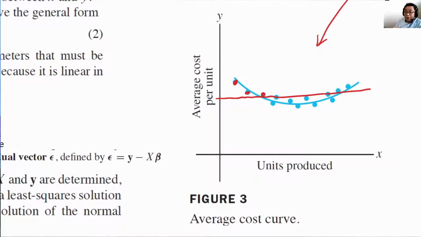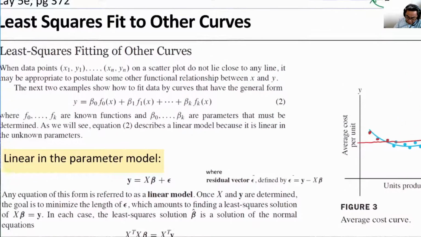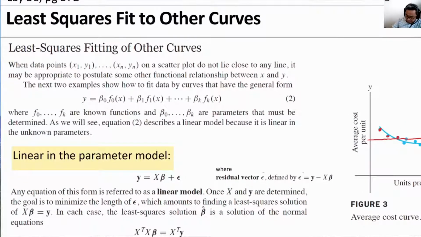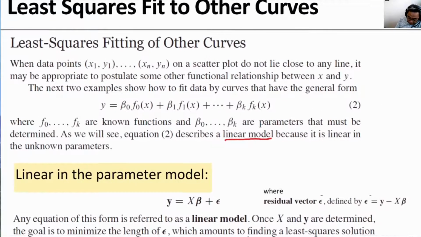In such a case, the problem is still not lost. We can still cast our problem to a linear model. What do I mean? Let us now try to create a linear model such that y, the dependent variable, is a function of the independent variable x in this kind of equation, where the betas are the parameters of the model, and the f's are some predefined, known functions.